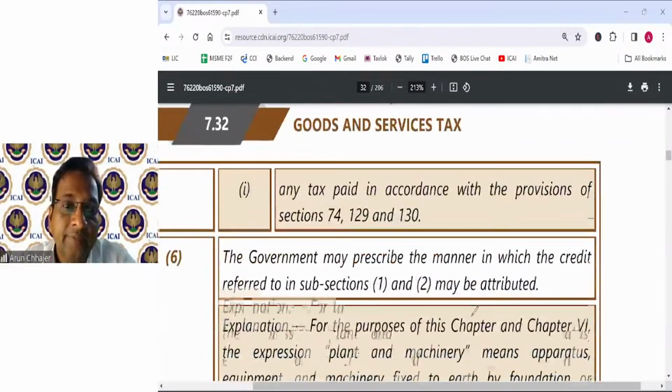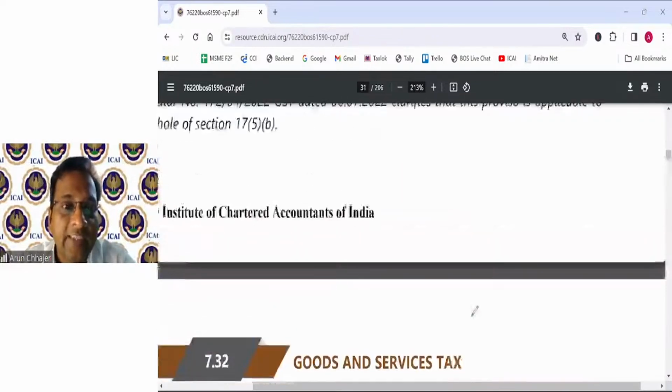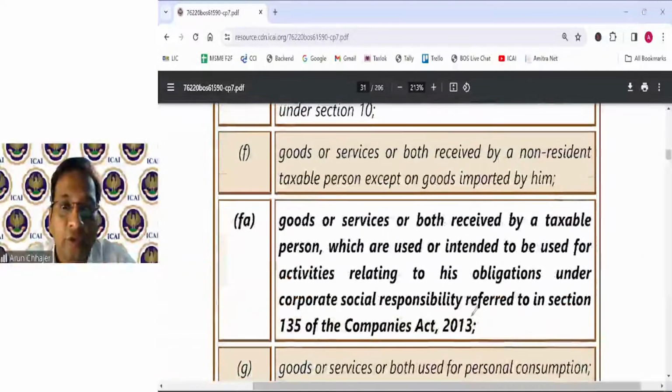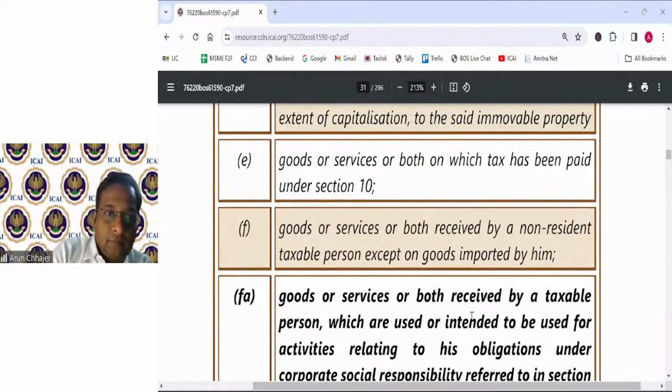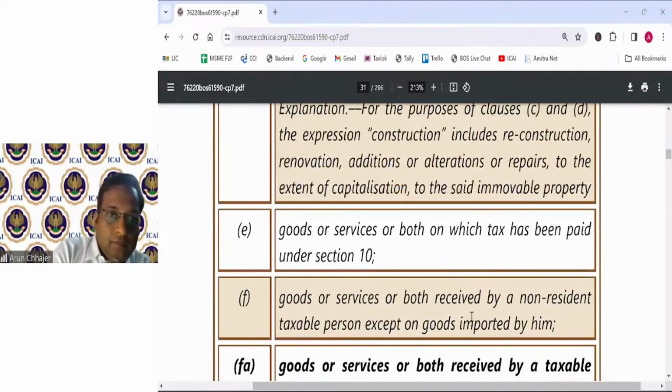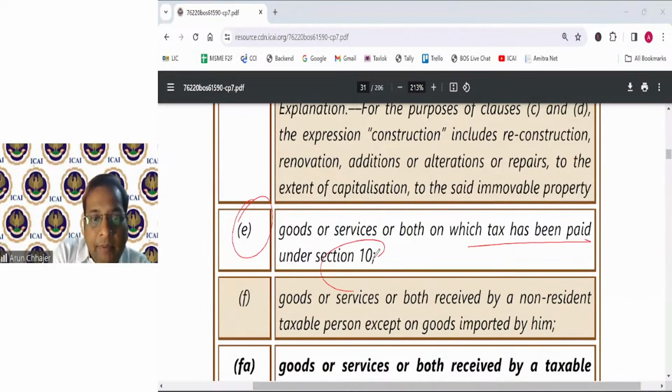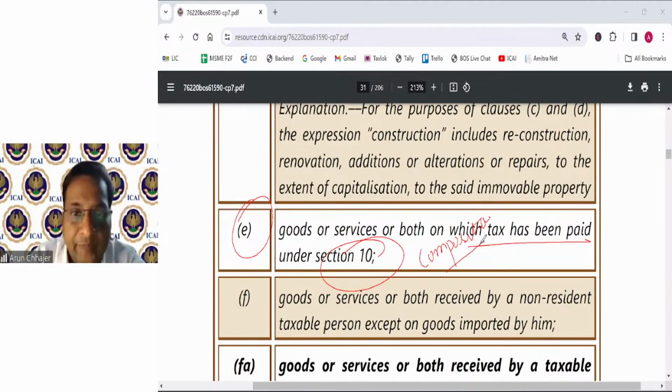Clause E says that goods or services on which tax has been paid under section 10. It means composition levy. If you are registered under composition levy and you pay any taxes, you are not allowed to take ITC. Correct.